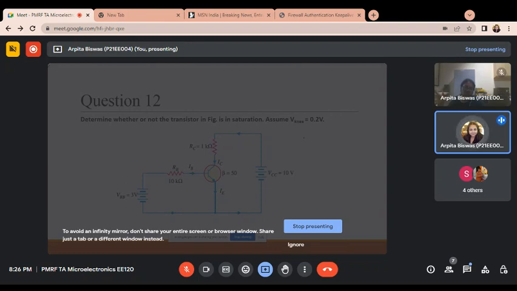Tell me how you decide whether it is in saturation mode or not. At first you have to find out the IB, the base current, and then you have to find out the collector current, and then you have to see whether that much IB is there or not. So we can say that the transistor is in saturation mode. At first you have to find out the collector current in saturation. When is it saturation mode? From this loop, no? At first you have to find out the IC saturation.